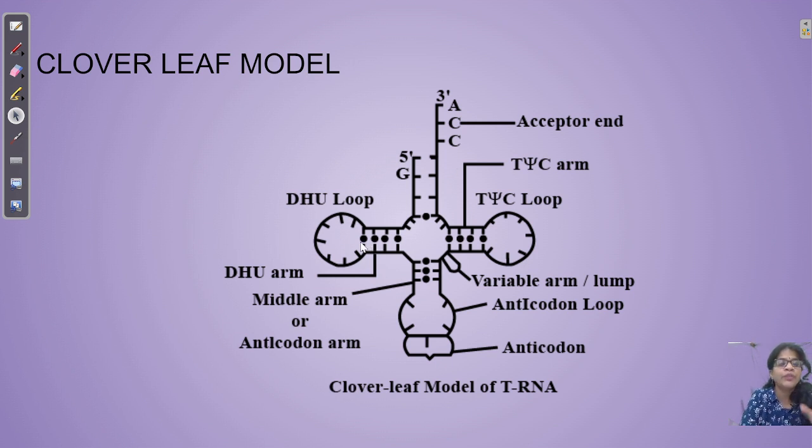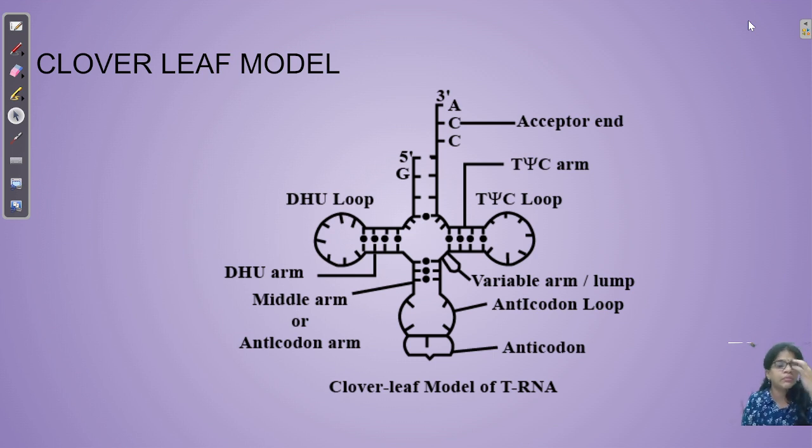What is the function of the dihydrouridine loop? It helps to recognize the aminoacyl tRNA synthetase, whereas this particular loop helps in stabilizing the ribosome. This helps to locate or bind to the ribosome, and this other part is used for the recognition of amino acid transferase, with which you form peptide bonds and a chain of amino acids.